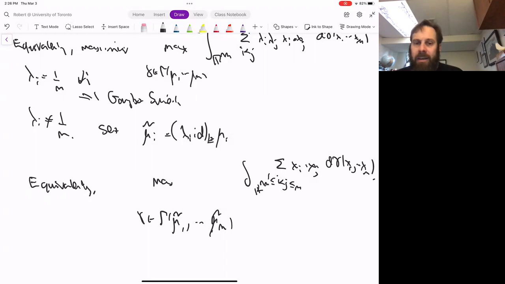So somehow finding the optimizer in the Gangbo-Swiech problem, for these modified measures, is equivalent to solving the Wasserstein barycenter problem for the original measures. And we sort of characterized what the optimizer in the Gangbo-Swiech problem looked like. Any questions about that?